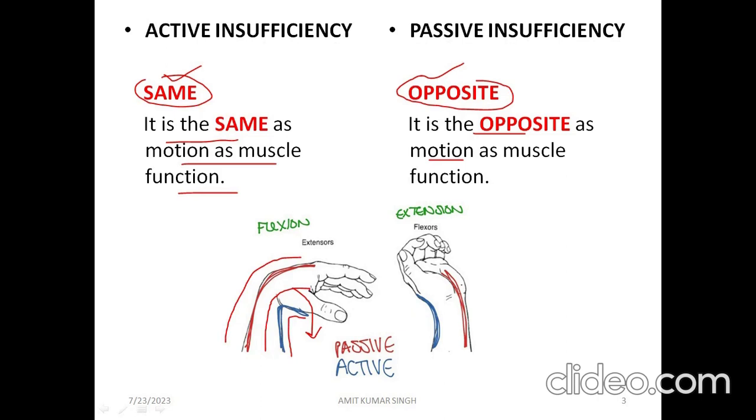And if you see the other movement here, the subject is trying to do wrist extension. So the movement is on this side. This side's muscles are going into active insufficiency, and the opposite muscles are going into passive insufficiency. Let's take a few more examples.